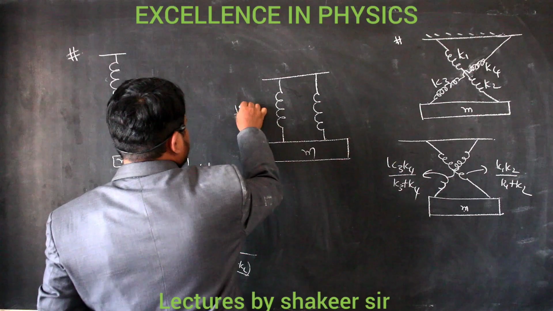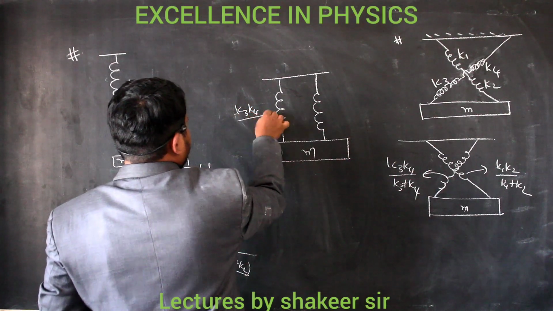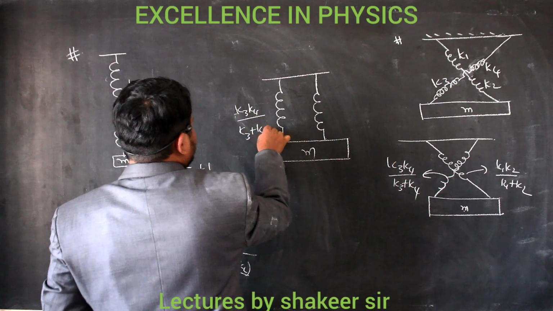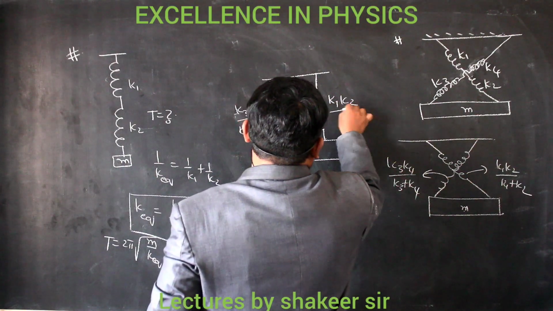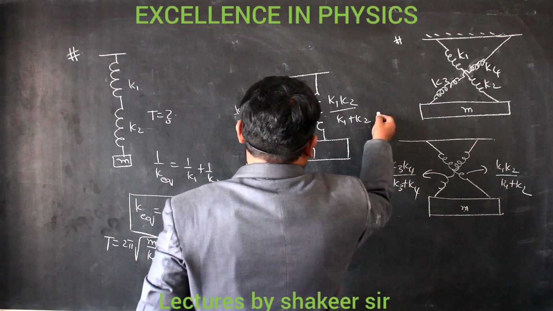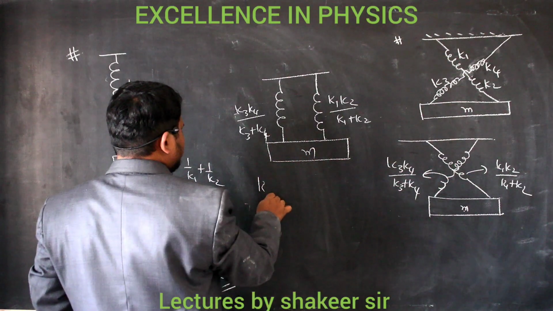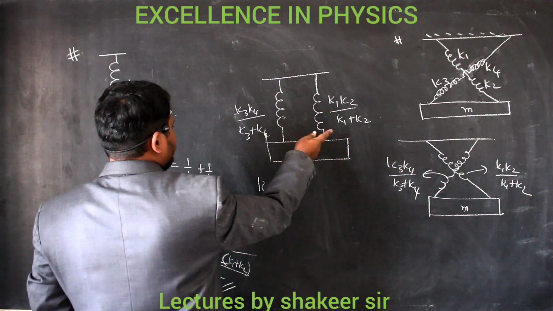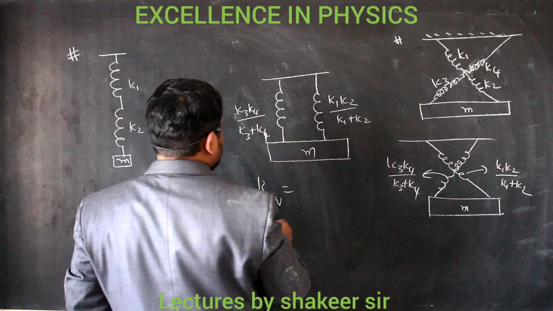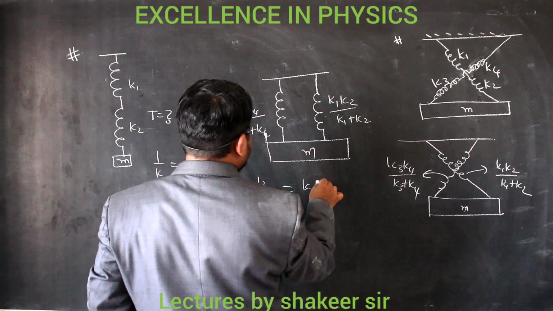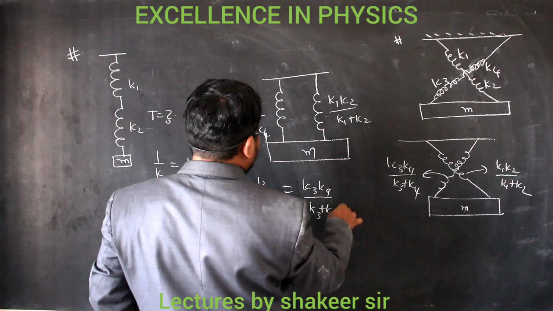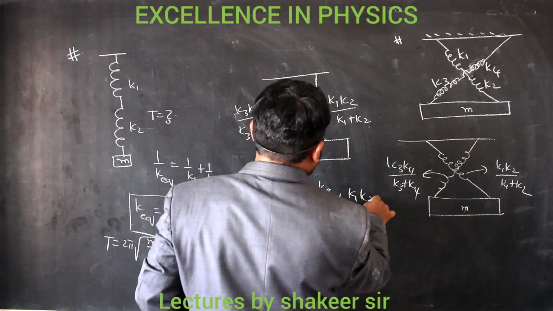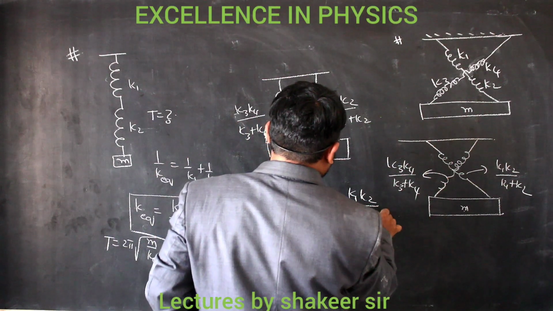So this one is having a spring constant of K3 K4 divided by K3 plus K4, and this one is having a spring constant of K1 K2 divided by K1 plus K2. Clear? Now what is the total K equivalent? Because these two are connected in parallel, K equivalent is equal to K3 K4 divided by K3 plus K4 plus K1 K2 divided by K1 plus K2.